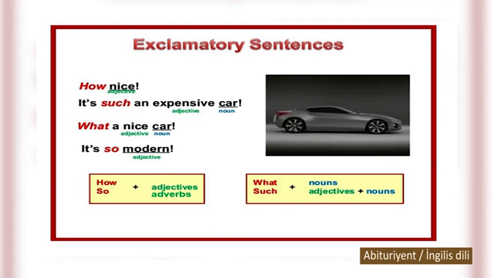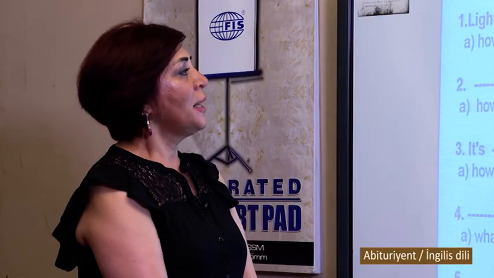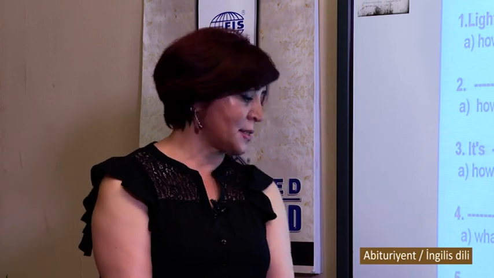We stop here, or if we want to continue, we say, what a nice car it is. It is so modern. You see, only adjective. What is so modern? The car is so modern. Now, what about in these tables? How, so plus adjective or adverb, and what or such plus noun, then adjective and plus noun. Remember.